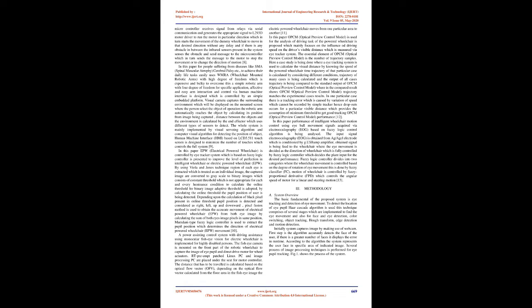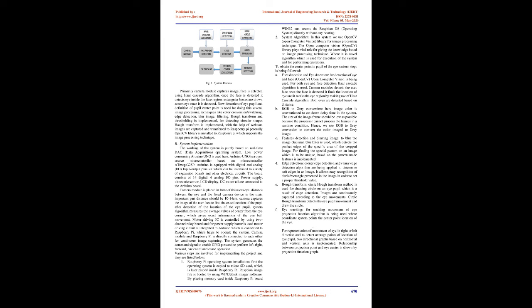A visual camera captures the surrounding environment, which is displayed on the mounted screen where the person selects the object of operation. The robotic arm automatically reaches the object by calculating its position from the captured image. The distance between the objects and the environment is calculated by the end effector, which uses different types of sensors to detect. The whole system is mainly implemented by a visual servoing algorithm and a computer vision algorithm for detecting the position of the object. A human-machine interface, HMI, based on an LCD 3.5 inch touchscreen, is designed to minimize the number of touches which controls the full system.